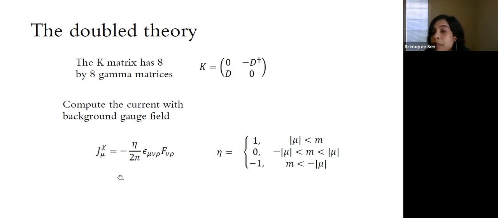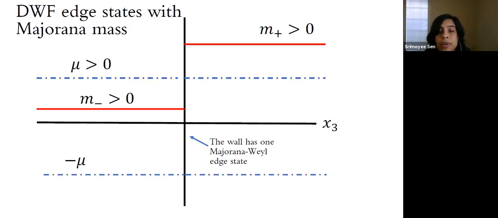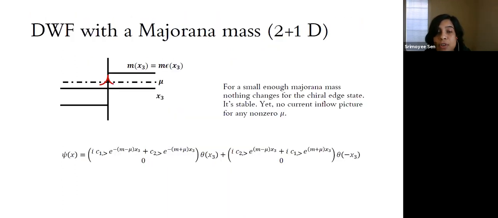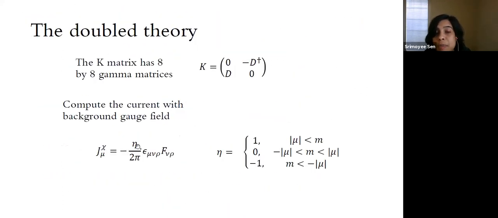And with that, I can compute the current like I did before for the domain wall fermion case. And if you computed the current, you would see that it looks very similar to what I had here. It looks exactly like this component, which had this d squared x integrated over, and I had the dual tensor appearing. The same thing happens there, except I had the mass of the Dirac fermion divided by its absolute value appearing. Instead of that, I have a factor of eta, and I'll tell you what that is. So that's what appears here. Eta ends up being plus one for the cases where the Majorana mass is smaller than the Dirac mass.